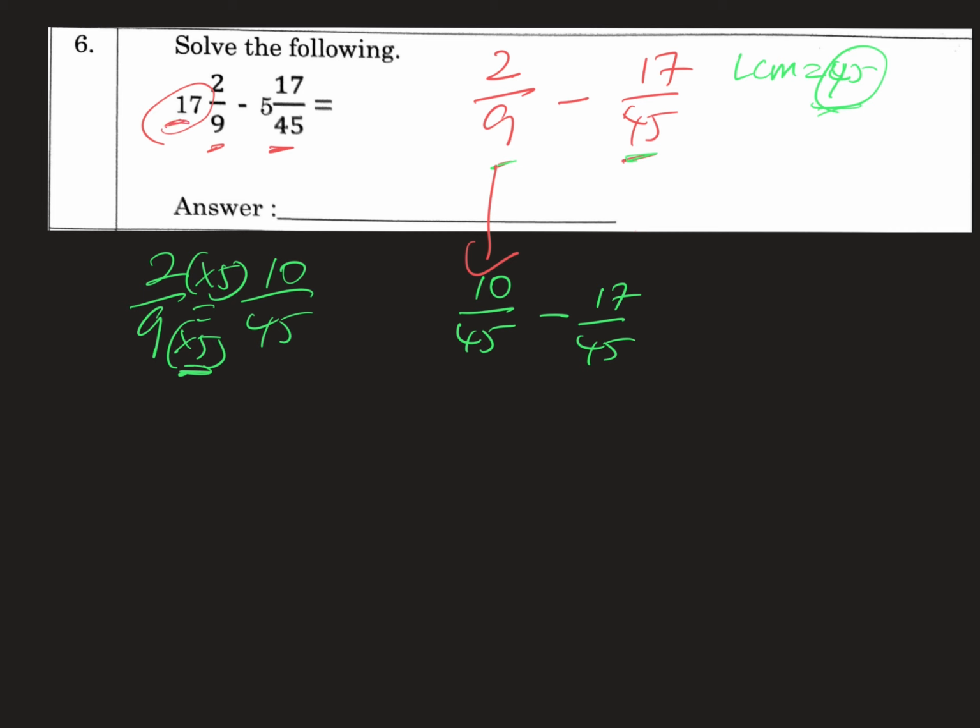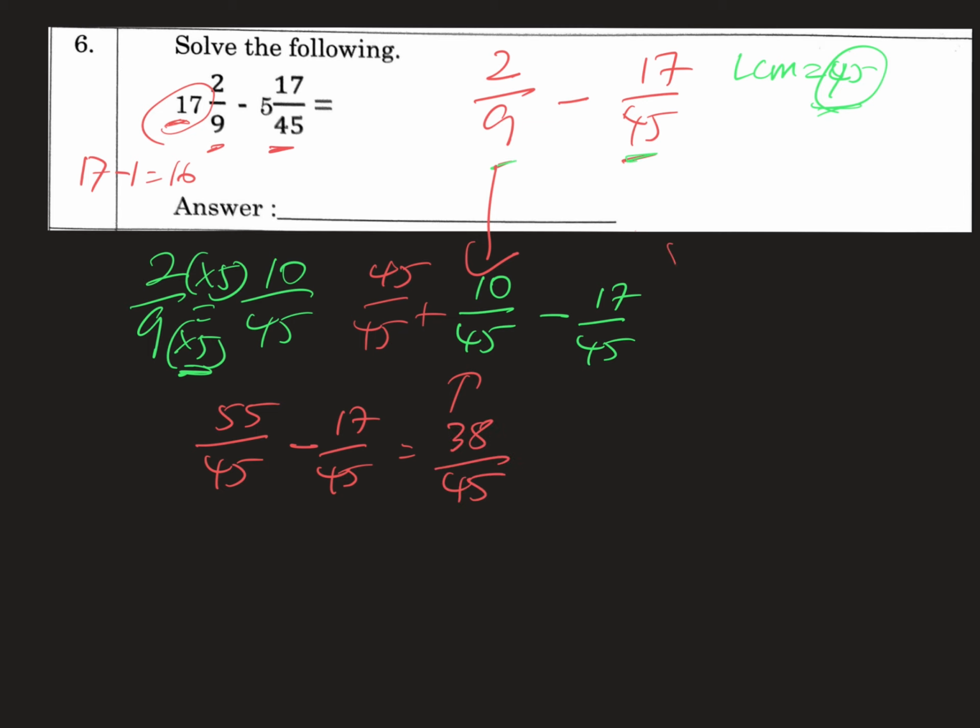So if we take 1 from the 17, 17 minus 1 equals 16, that 1 will be a full one in this fraction, 45 over 45. So now we have 45 over 45 plus 10 over 45. And when we add, because we have the same denominator, we can just add as usual: 45 plus 10, 55 over 45, an improper fraction, minus 17 over 45. All we do is just a little bit of math, 55 minus 17, and that will give us 38 over 45.